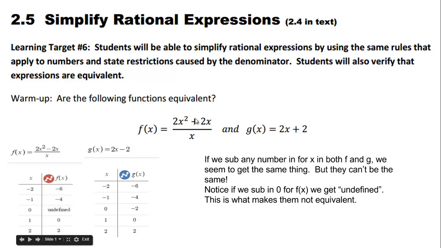f of x can be simplified by factoring out an x. You could factor out 2x as well, but if you factor out an x, the x's can cancel.